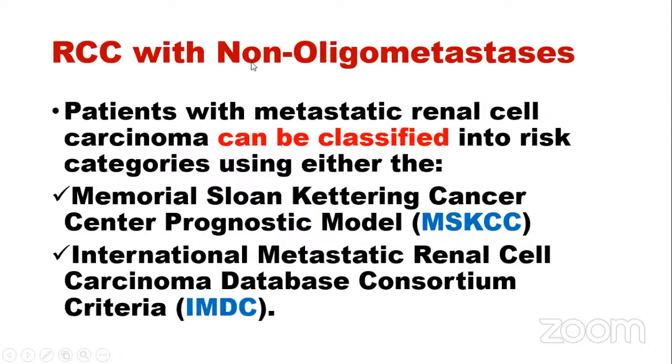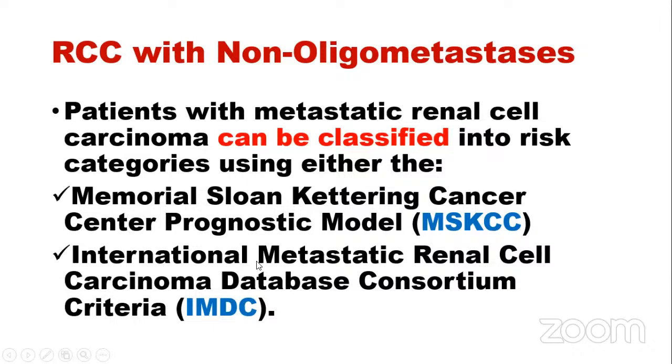RCC, we spoke about the oligometastatic RCC, and then we will speak about the RCC with non-oligometastasis. Patients with metastatic RCC can be classified into risk categories using either the Memorial Sloan Kettering Cancer Center prognostic models, known as MSKCC, or the International Metastatic Renal Cell Carcinoma Database Consortium criteria, or IMDC.